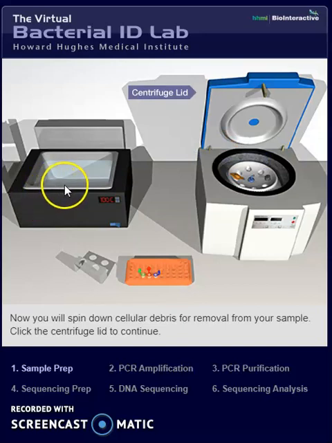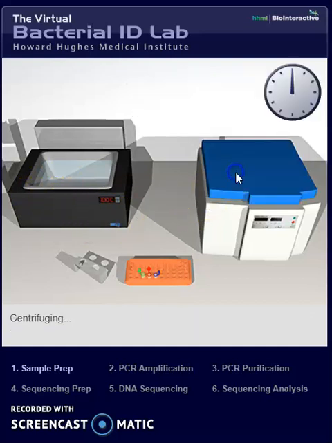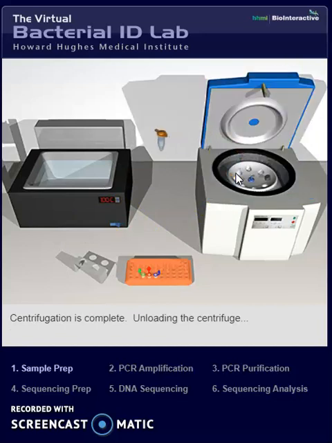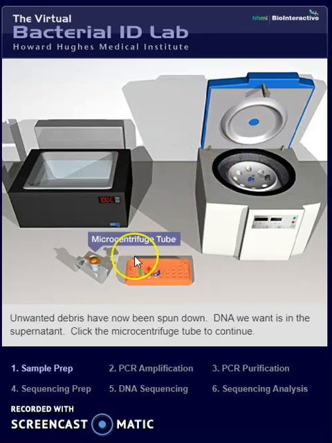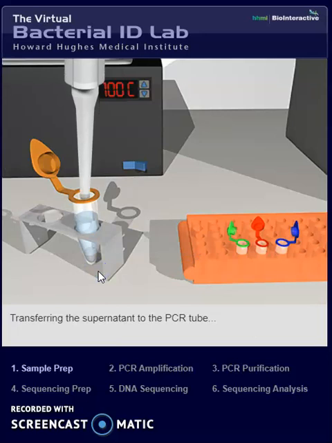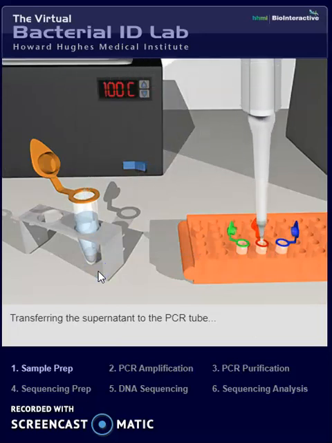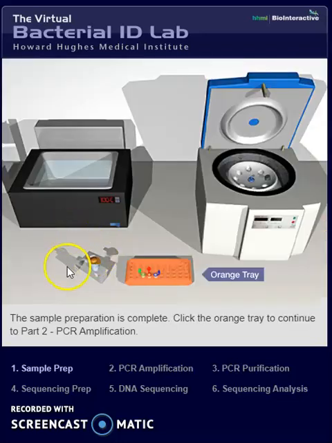Now you will spin down cellular debris for removal from your sample. Centrifuge is complete. Unwanted debris have now been spun down. The DNA we want is in the supernatant. Click the microcentrifuge tube to continue. Transferring the supernatant to the PCR tube. The sample preparation is complete.